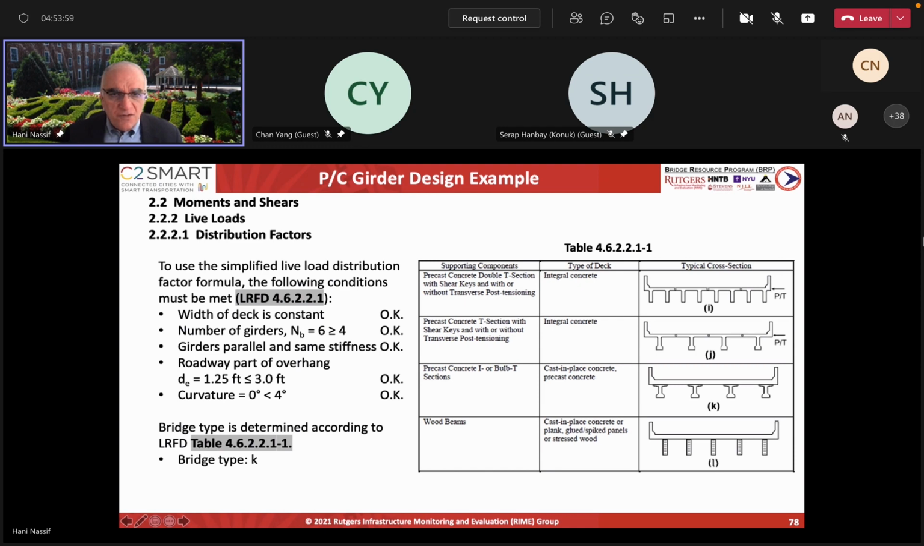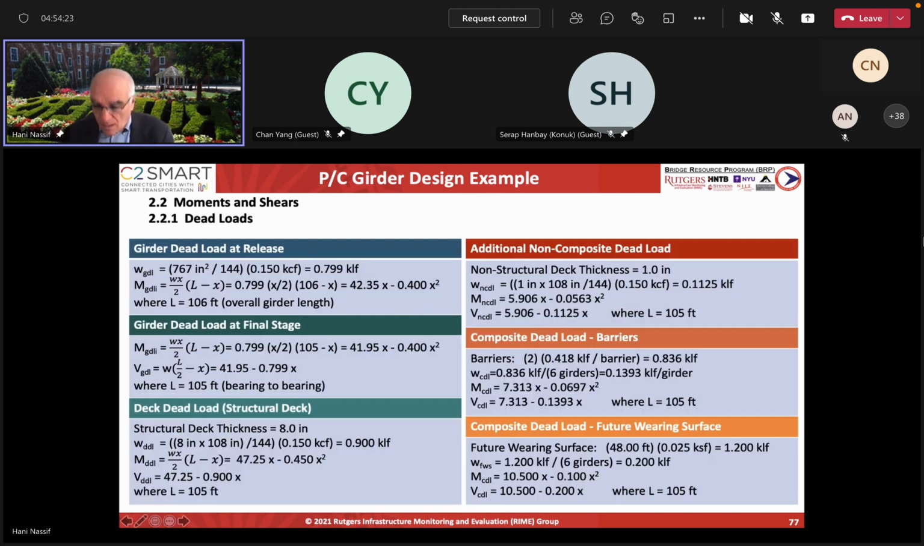So if you notice here, those are the requirements. The width of the deck is constant, and the number of girders is basically more than 4. In this case, it's equal to 6, what we had. So you have a minimum. AASHTO allows a minimum of 4 girders, because you can't go lower than 3 girders. 4 girders, sorry.